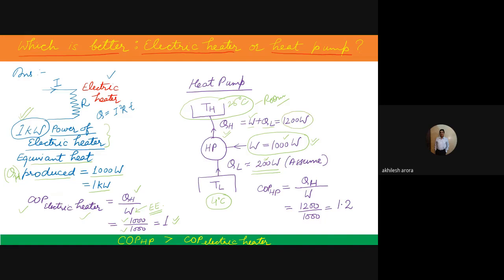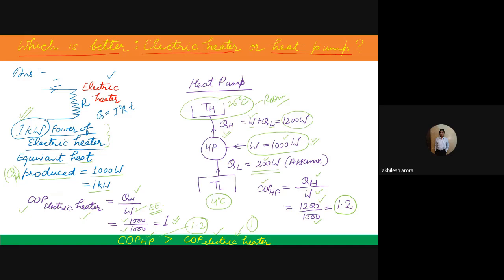So what is the COP of the heat pump? COP of the heat pump is QH divided by W. And what is the value of QH in this particular case? It is 1200, whereas the value of W is 1000. So the answer comes out to be 1.2. So it's pretty clear that the COP of the heat pump will be greater than the COP of the electrical heater. The COP of the heat pump comes out to be 1.2, based on the values we have considered. Actually, this value could be even greater than 1, and the COP of the electrical heater here is 1.